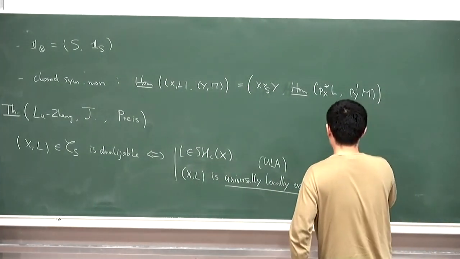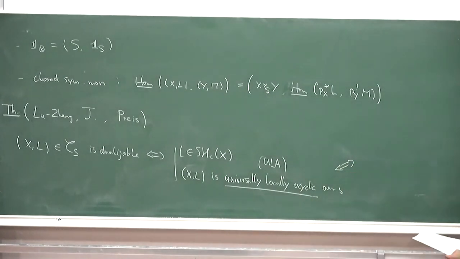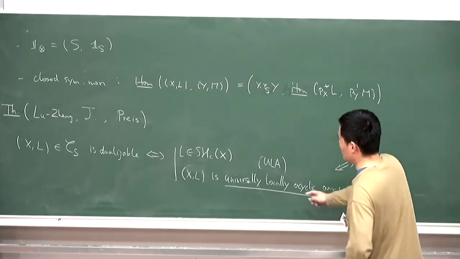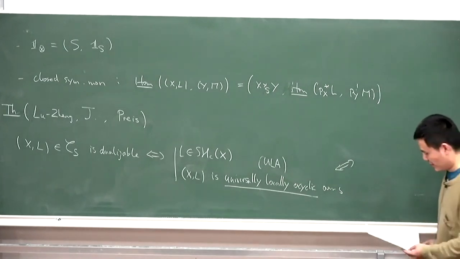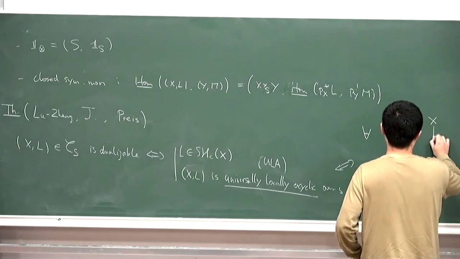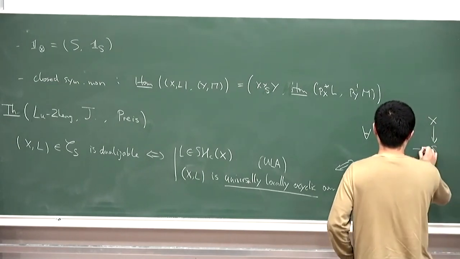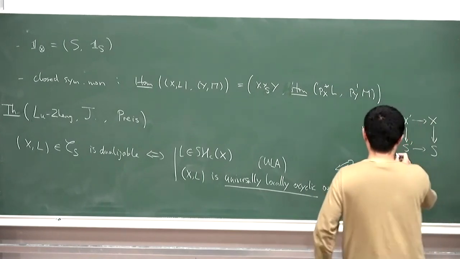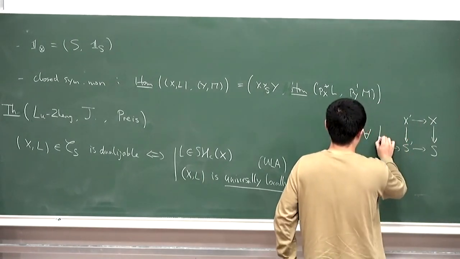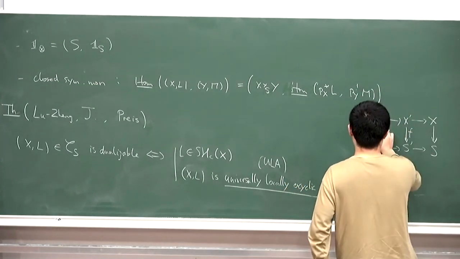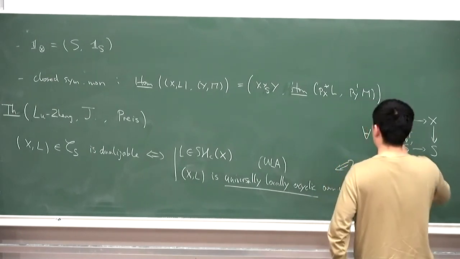And so this condition has different interpretations, but one of them you can define it directly. So this XL is ULA over S if and only if, for any Cartesian diagram like this. So you write down X over S, and you make a base change X prime to X prime, and you look at another one by T. So this is Y. We call this F and G and P and Q.